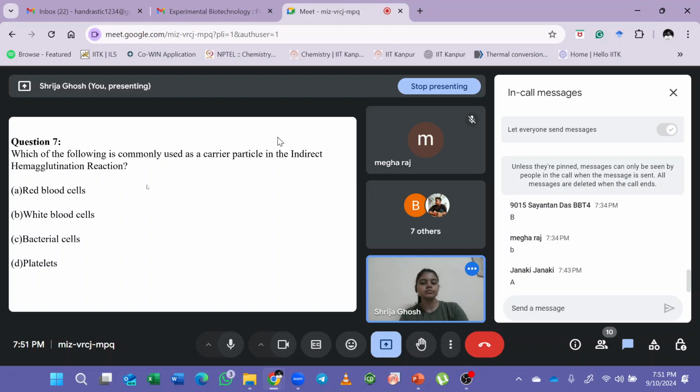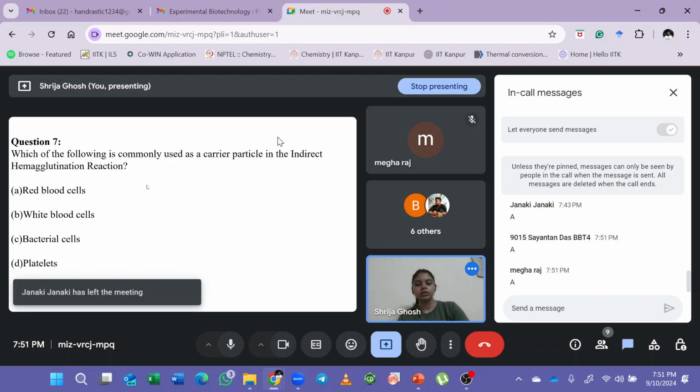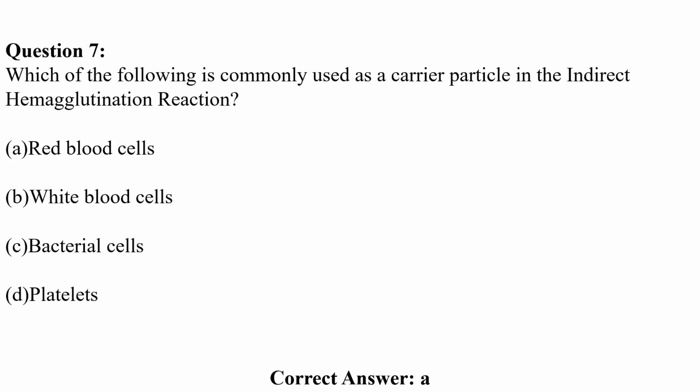Anybody wants to answer? Yes, we have two answers. Shantan and Megha are answering option A, red blood cells. Okay. Anyone else wants to answer? So option A is the correct answer here, red blood cells. So red blood cells are the carrier particles in the hemagglutination reaction.